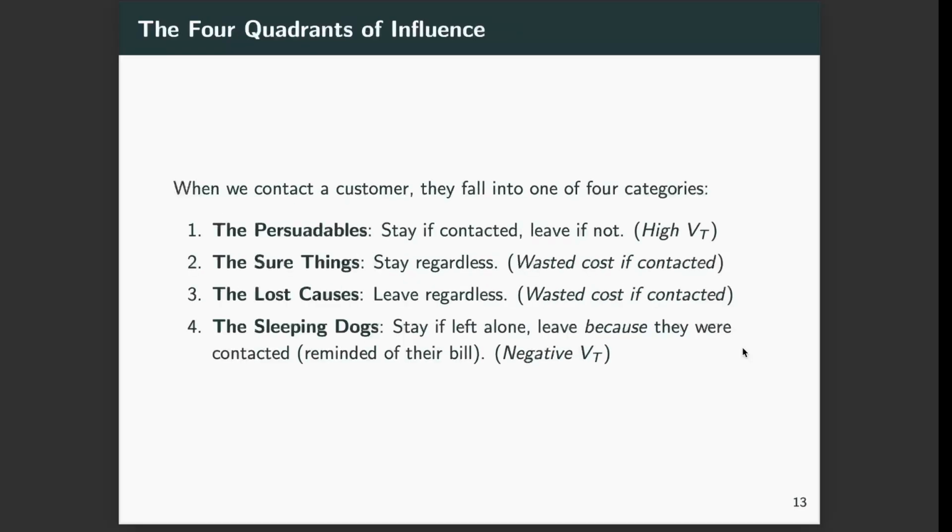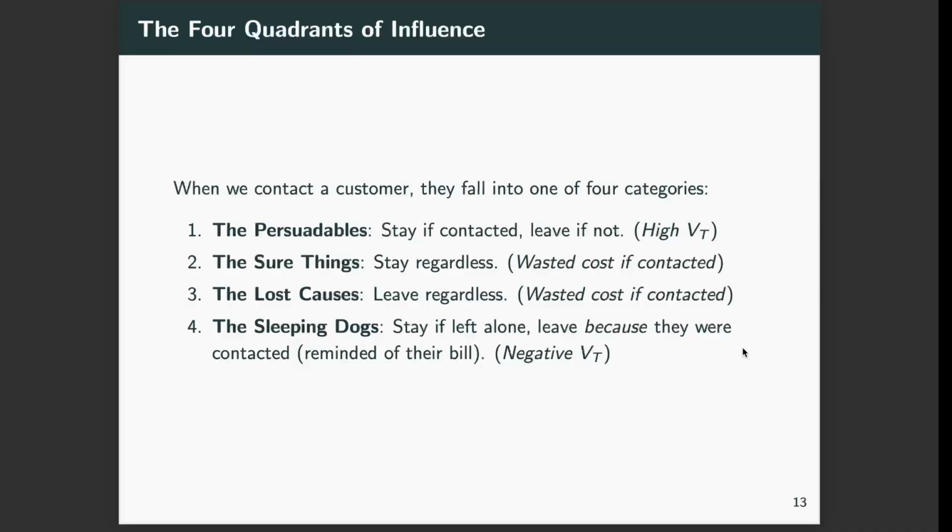When we contact a customer with a retention offer, one of 4 things can happen, depending on what type of customer they are. These 4 categories form what we call the 4 quadrants of influence, and understanding them is absolutely essential for level 3 thinking. The first category is the persuadables. These are the customers who will stay if we contact them, but will leave if we do not. These are exactly the people we want to target. For persuadables, our intervention genuinely changes the outcome. Their V sub T is positive and potentially large. Targeting them is valuable. These are the golden targets of any retention campaign.